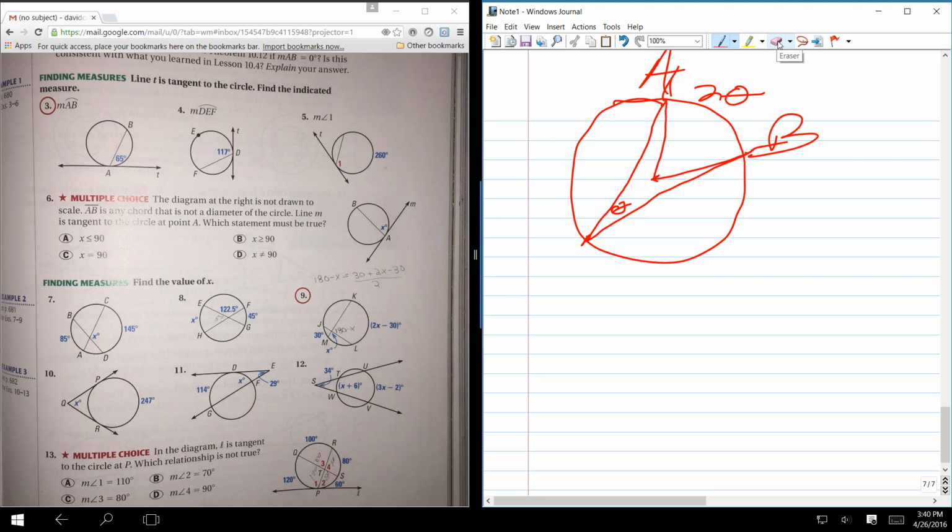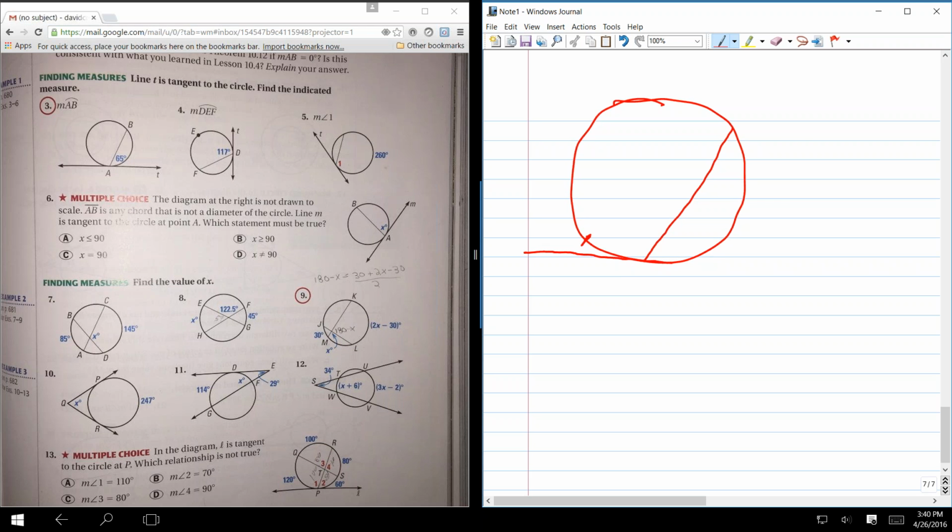Now, let's take the situation we're looking at here, which is slightly more complicated. And that is, we only have one chord and a tangent line. And we know this angle is 65 degrees. What is this arc from B to A measured this way?